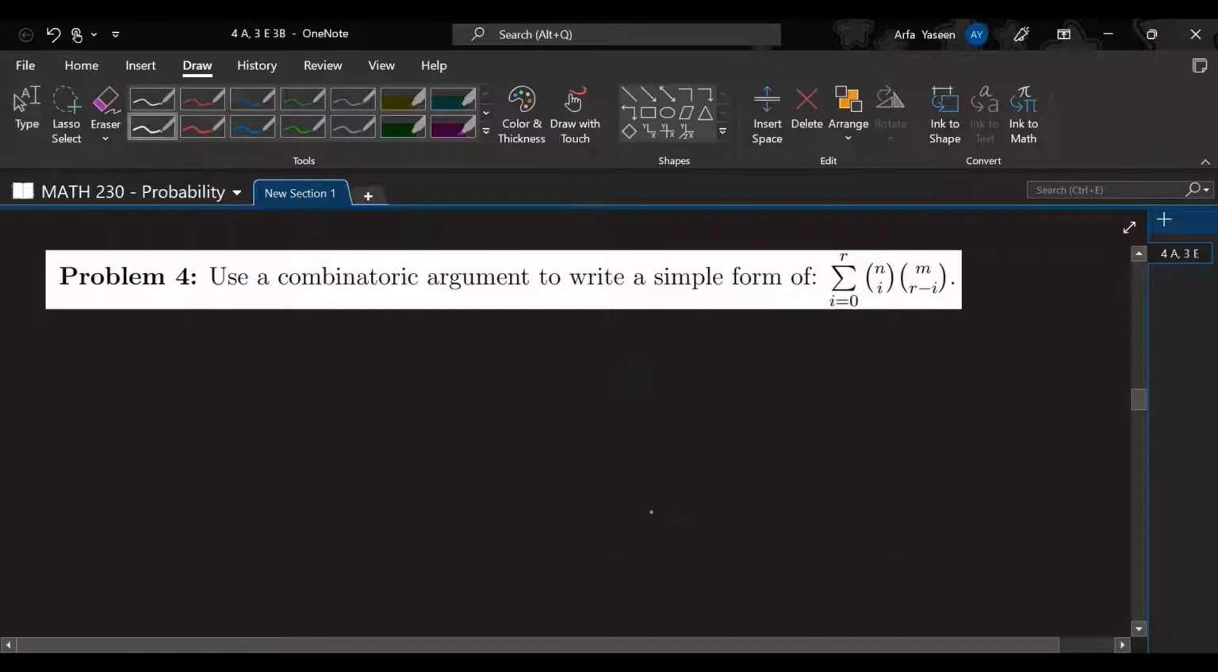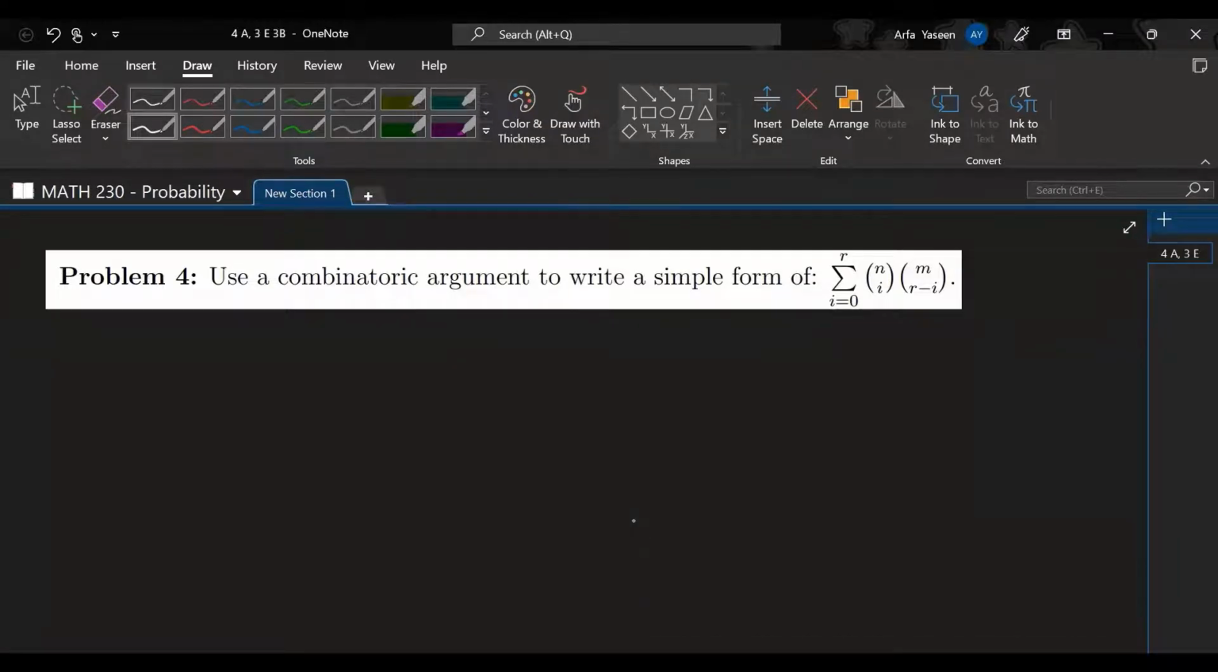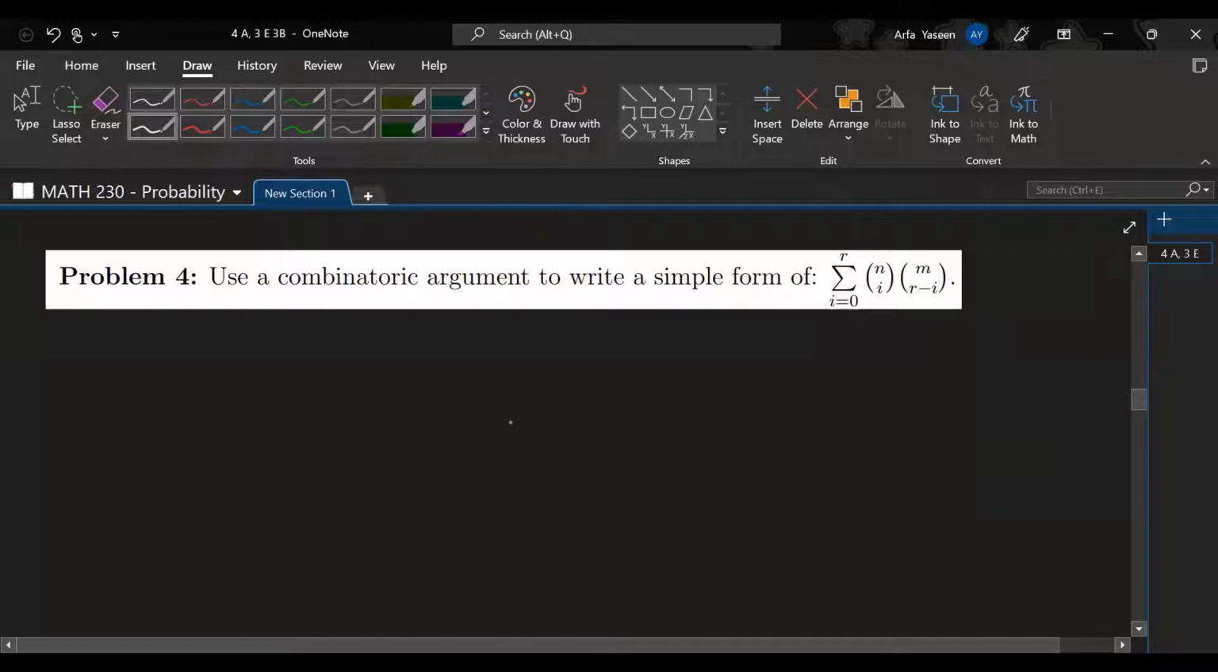Okay, so for problem 4, you don't have to solve anything, you just have to give an argument, and note that, for a second, let me try to write it decently.